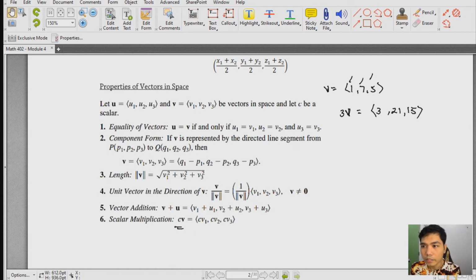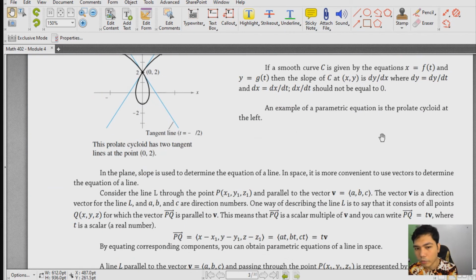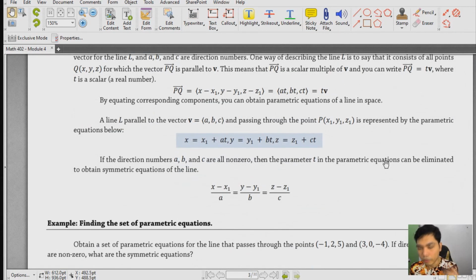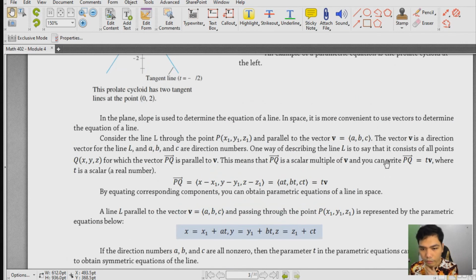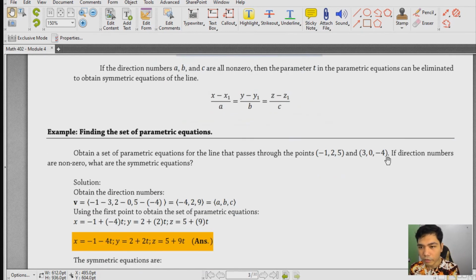Okay, so that's it for the concept of the vectors in space, and those are the properties of vectors in space. So I think we can now move with the parametric equation and how this parametric equation or parametrization is related to our future discussions. But I think the very first discussions here would just be finding the set of parametric equations from two given points in the XYZ plane. So this is a very easy topic.